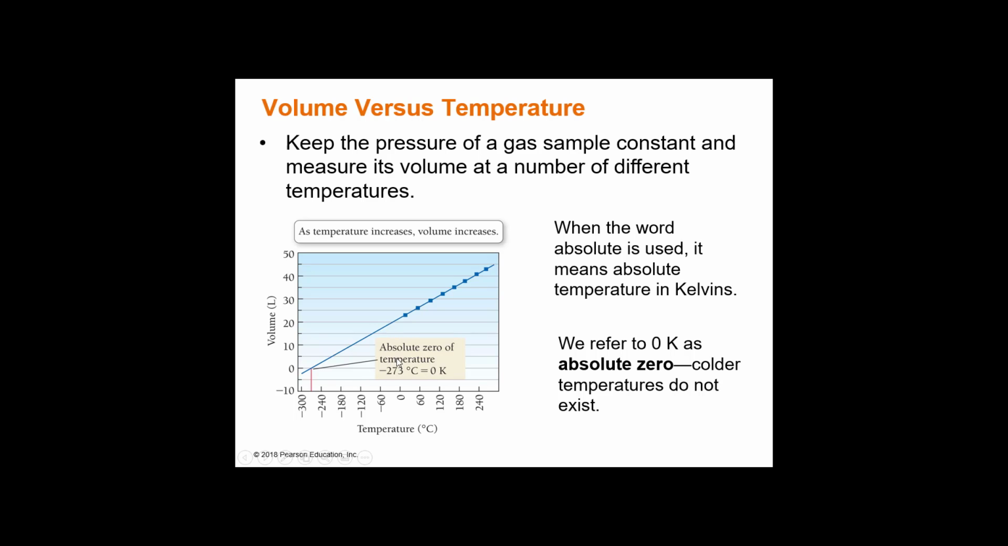Now here we have absolute zero temperature. Absolute zero means there are no temperatures that exist below zero when we're dealing with Kelvin. We do not go below zero Kelvin. Also, one more thing: when you hear the word absolute, that refers to Kelvin. The word absolute tends to point towards Kelvin.